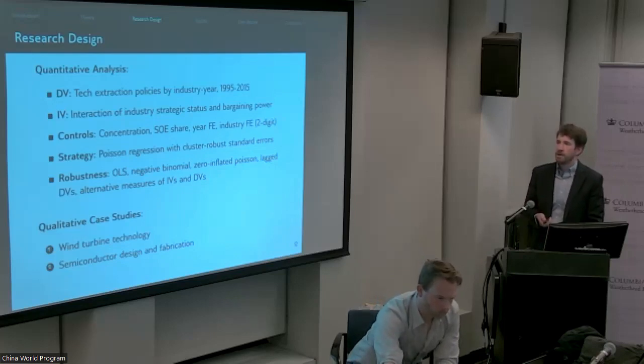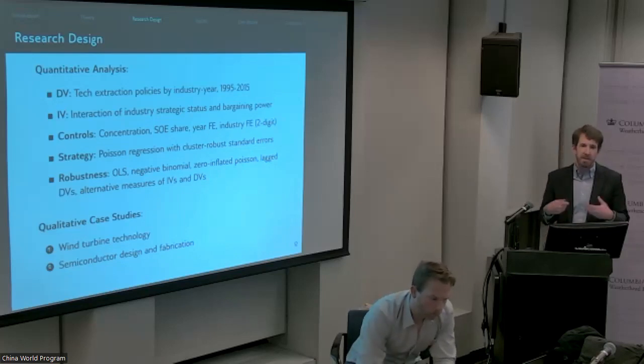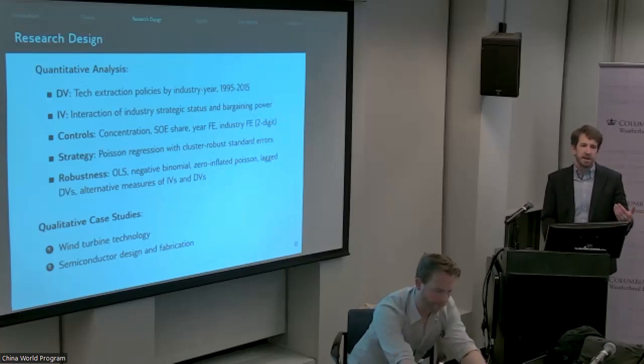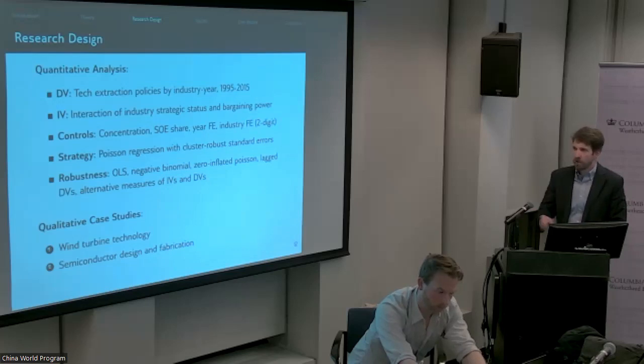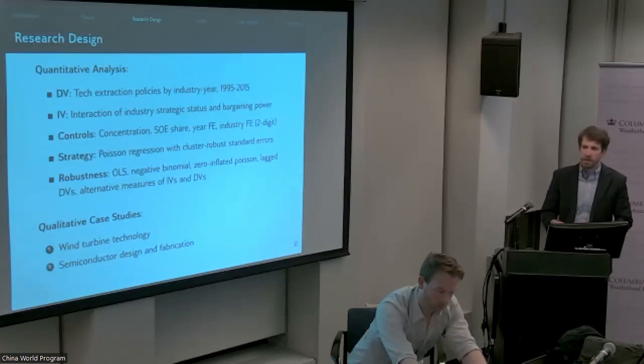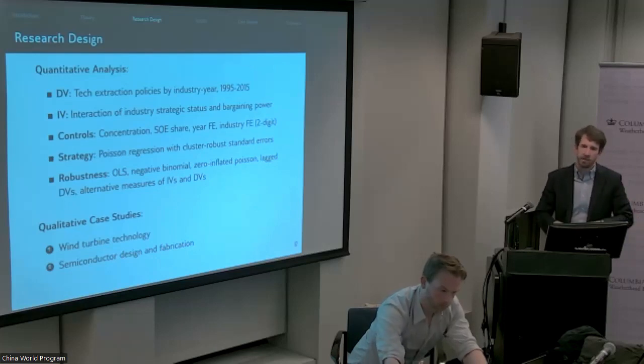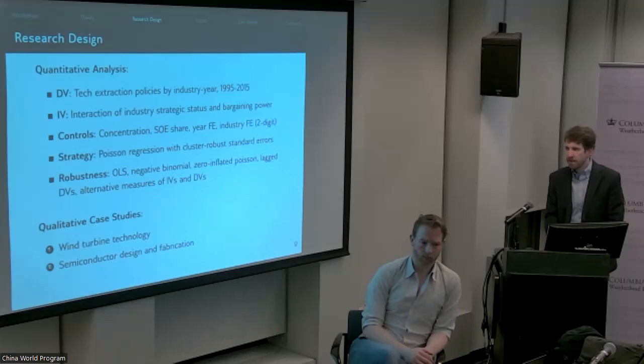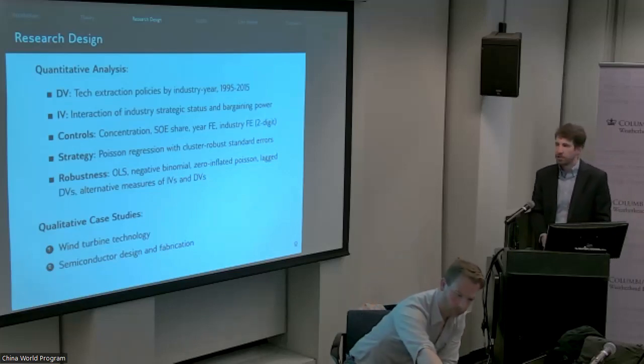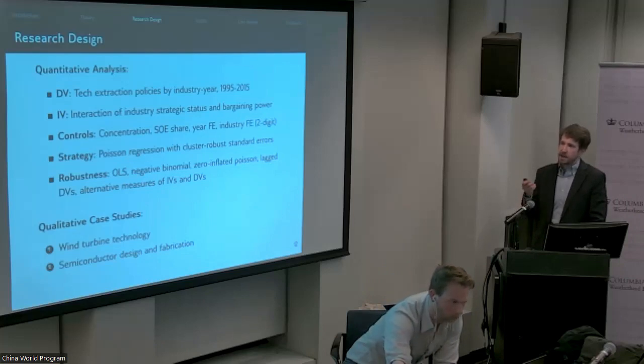And I look at this relationship after controlling for different measures of bottom-up interest group pressures, which I think of as the most plausible, or certainly the mainstream alternative explanation for the motivation behind the use of these policies, as well as controlling for year and industry fixed effects. For the main model specification, I use Poisson regression with cluster robust standard errors clustered by industry and year. But for robustness, I rerun the analysis using a variety of modeling strategies, controlling for lag-dependent variables, and using alternative measures of both the independent and dependent variables of interest. So I then use case studies of wind turbine technology and semiconductor production to try to tease out the mechanisms behind the argument.